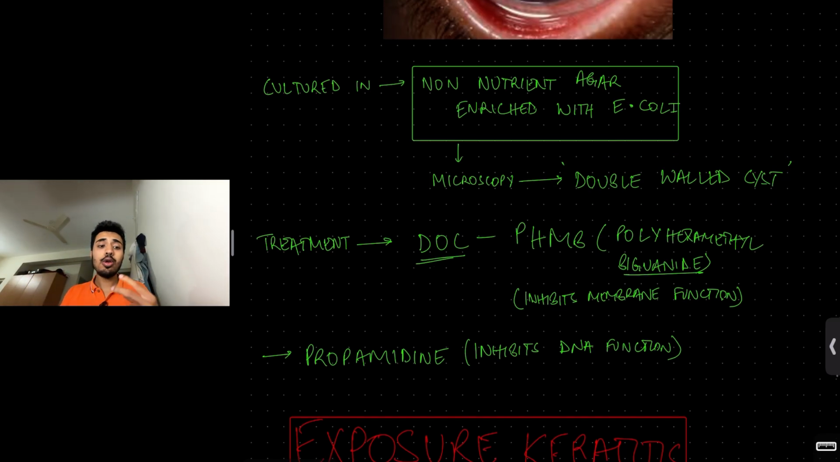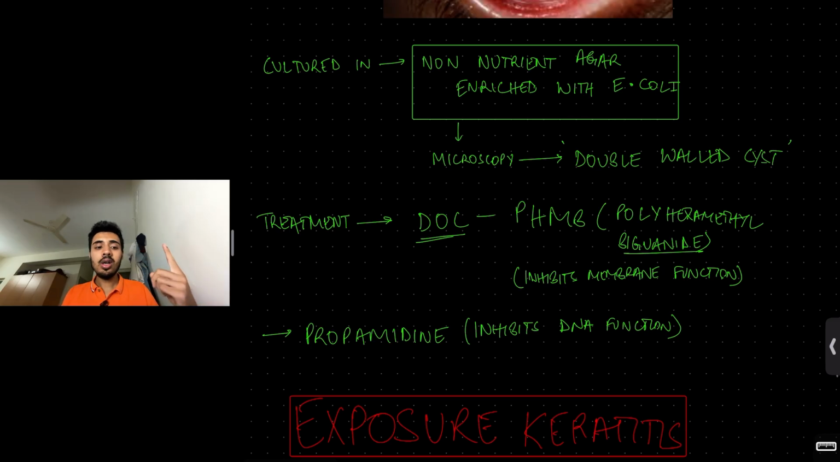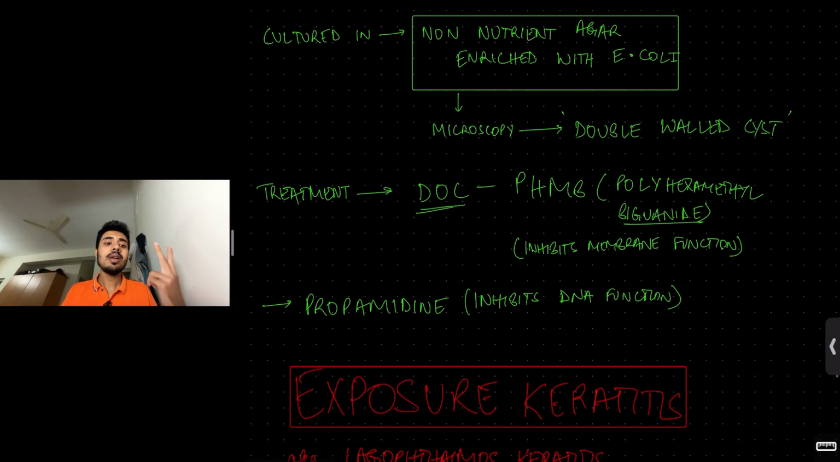And treatment, you have two special drugs. One drug to inhibit the membrane function, that is polyhexamethyl biguanide, and one drug to inhibit the DNA function, that is propamidine. Polyhexamethyl biguanide is the drug of choice. So Acanthamoeba keratitis, that's all.